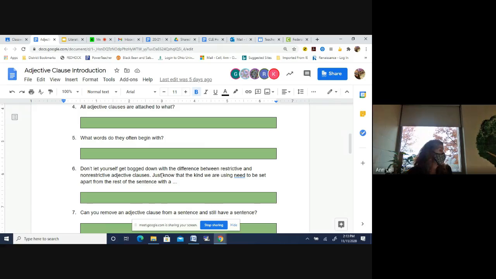So I sleep with 2 cats versus I sleep with 2 cats who sleep on my legs. Right? Those are exactly the same. So we can see that the sentence is fine without it, but it really gives us more information. Now, I seem to have skipped over something.